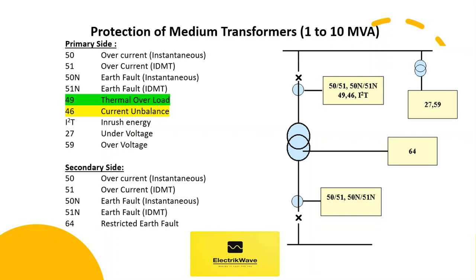A. Thermal overload protection, 49. Let us consider a case where a normal overcurrent relay, with pickup level of 140% is used. It should be noted that the transformer is in the overload region, between 105% to 140%.